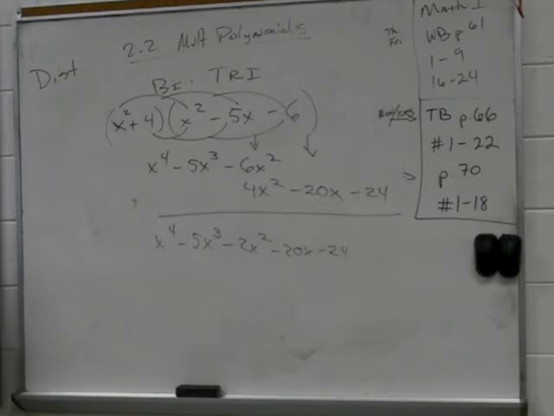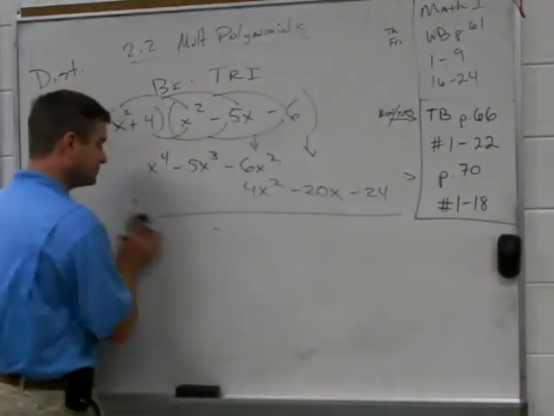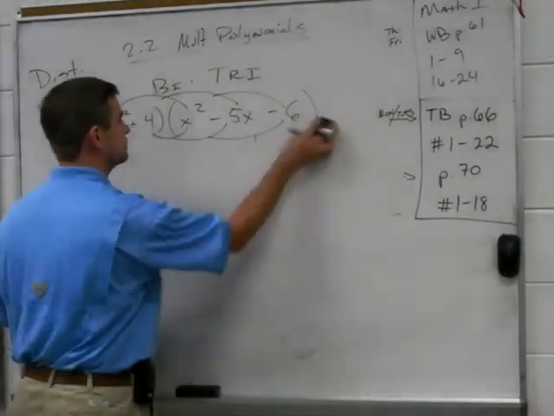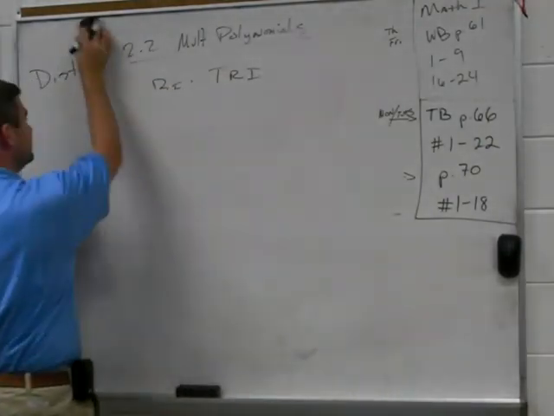How are we doing on time? Got 2.5 minutes. That should be good. All right, here we go. Let's do another. Binomial times a trinomial.